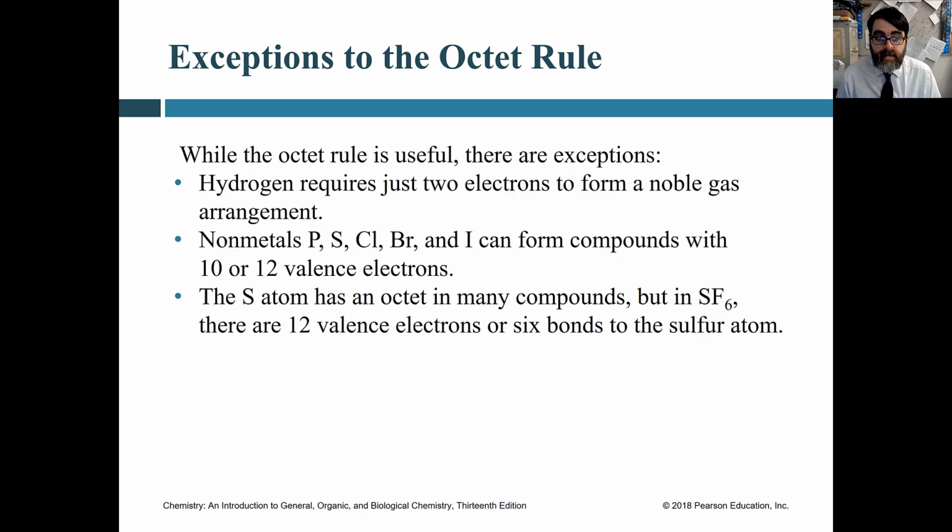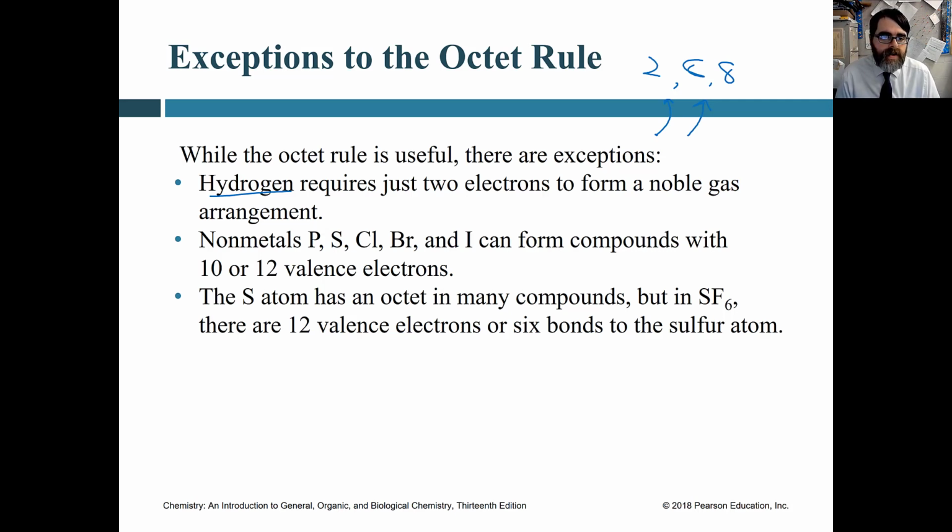There are some exceptions to the octet rule. We've already mentioned the hydrogen one. I don't even really think of that as an exception because that first energy level can only hold 2, and like I said, I don't think of it as the octet rule as needing 8 valence electrons. I think of the octet rule as needing a full outer shell. There are some exceptions to having a full outer shell.